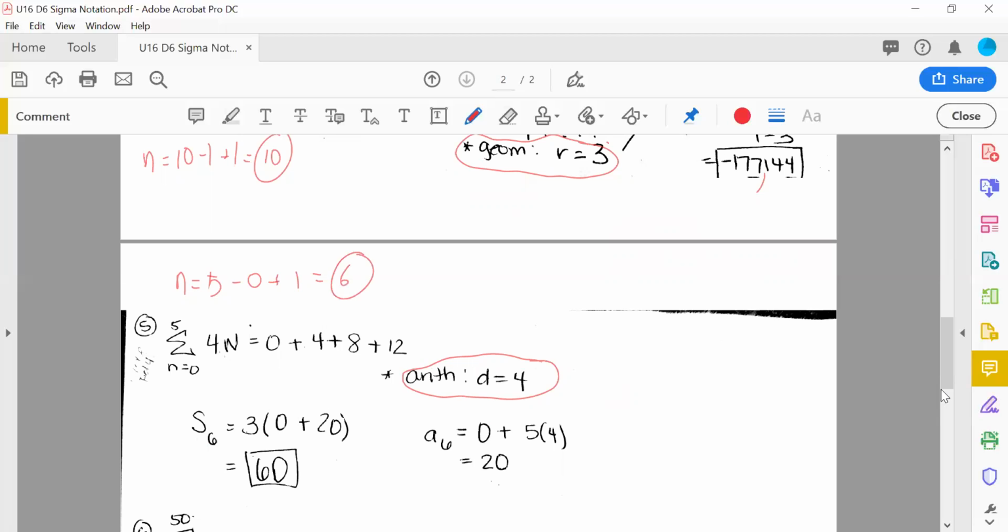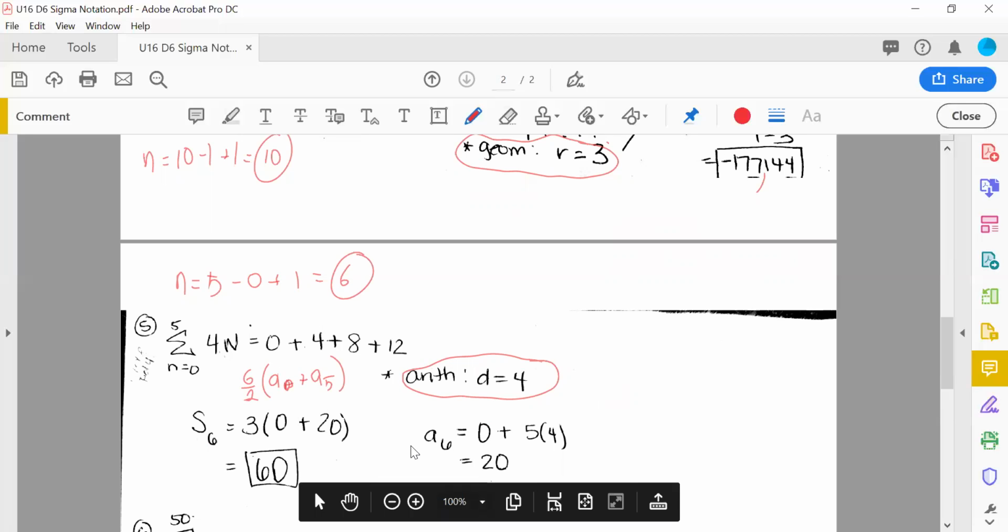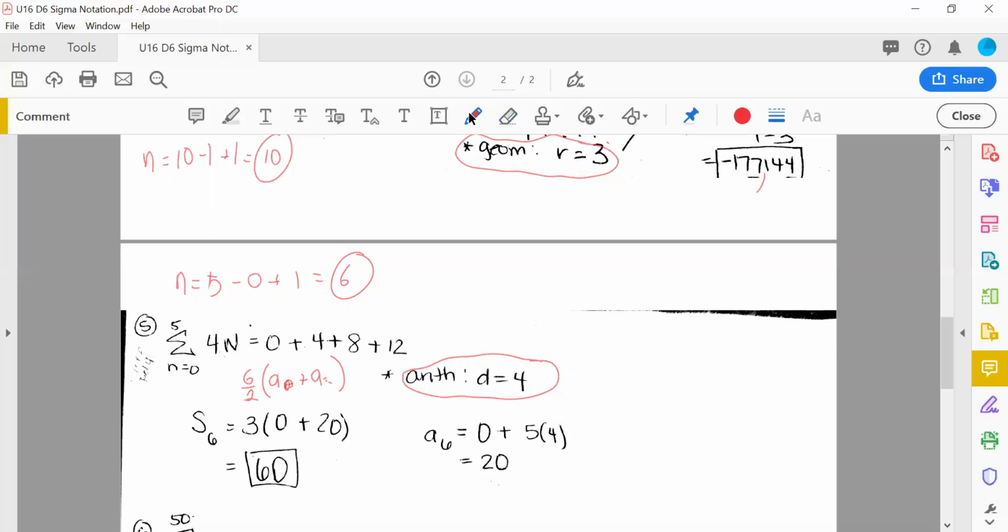So n equals 6. All right, so just to go through the formula here, it's going to be 6 over 2, and then it's going to be the first term. I'm going to write a sub f, the first term, plus a sub 5. So I guess I should be more specific. It's going to be a sub 0 plus a sub 5. All right, so the first term is 0. How do you find, oops, I apologize. Let me get my eraser out. Made a boo-boo. This should be a sub 6. Apologies.